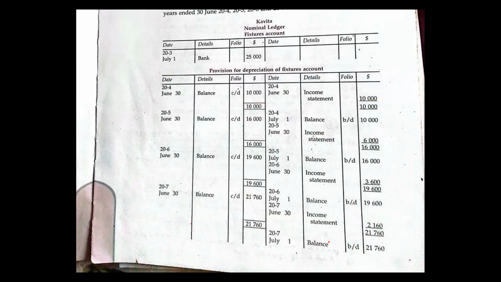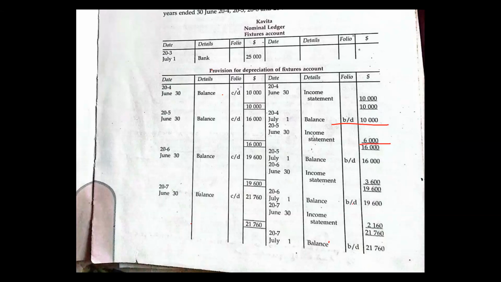Now we have the balance brought down from the previous period of depreciation. We bring down the balance for the provision for depreciation. This balance brought down from the previous period, you write on the credit side. Then you calculate depreciation again for the other year. We calculated that the depreciation for 2025 was 6,000 for that year. Only the depreciation is what you record, the 6,000.